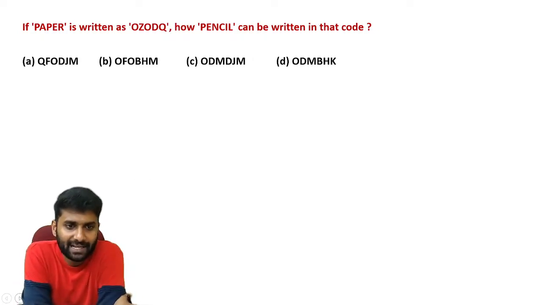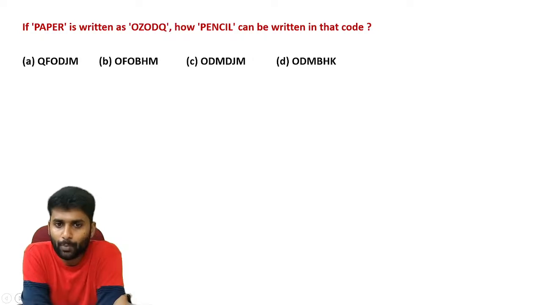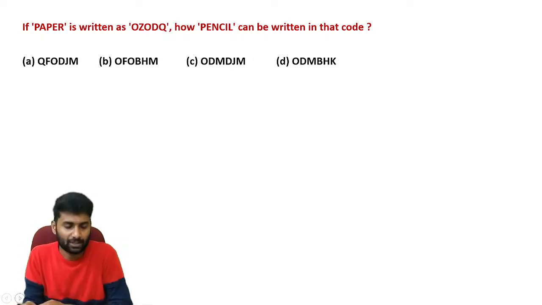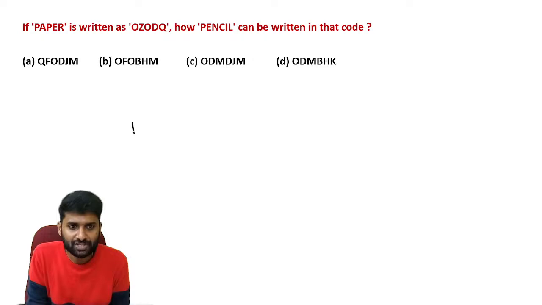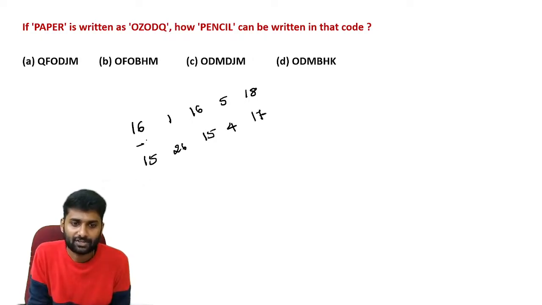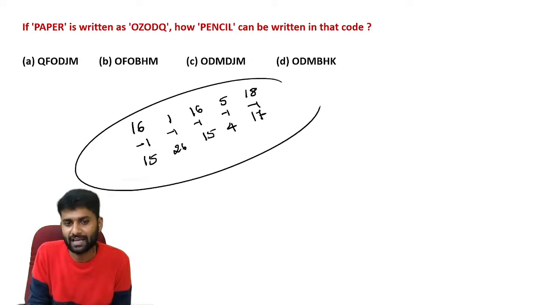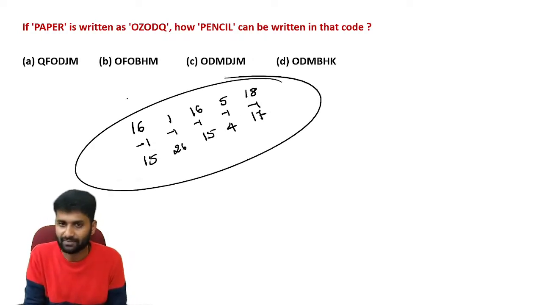If paper is written as OZODQ, how can pencil be written in that code? Let me take the positions again. P 16, A 1, P 16, E 5, R 18. O 15th letter, J 26th letter, O 15th letter, D 4th letter, Q 17th letter. It's all about minus 1, minus 1, minus 1, minus 1, minus 1. Every time they consider the preceding value.